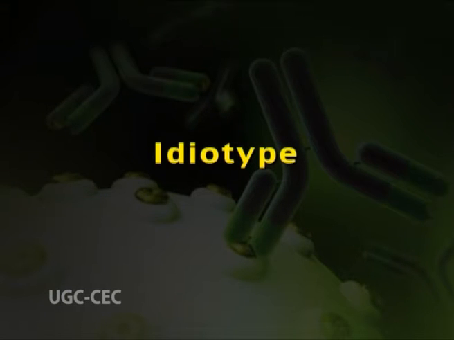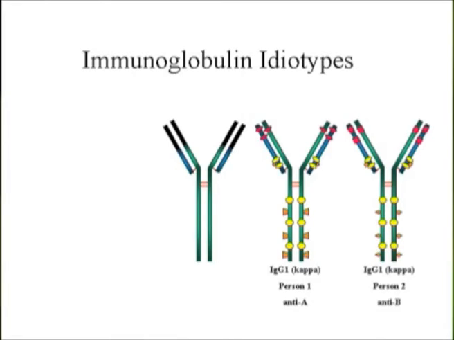Next is idiotypic determinants. Idiotypic determinants are the variable region domains of any antibody molecule. The antigen binding fragment can be recognized as an epitope in a genetically identical member of species.